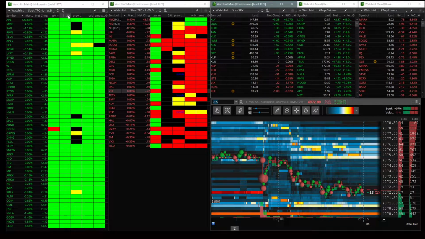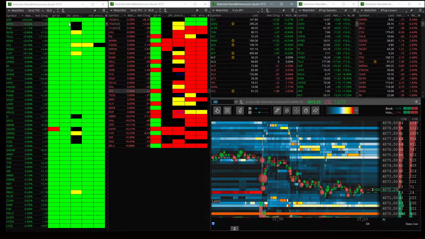The 2% column: is it up 2% on the day? If it's up 2% on the day, it will turn green. If it is not up 2% on the day, it will just stay black like this. Okay.